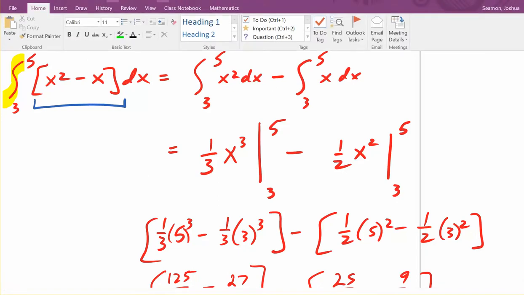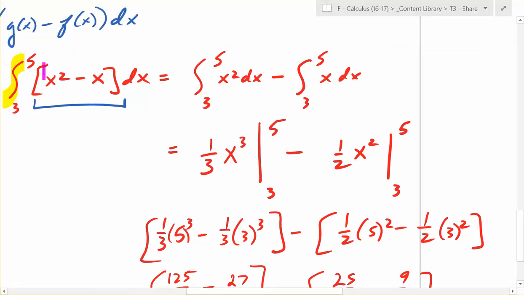What is the integral of x squared? 1/3 x cubed. The integral is right there, right? And what's the integral of x? 1/2 x squared. That's where it comes from.